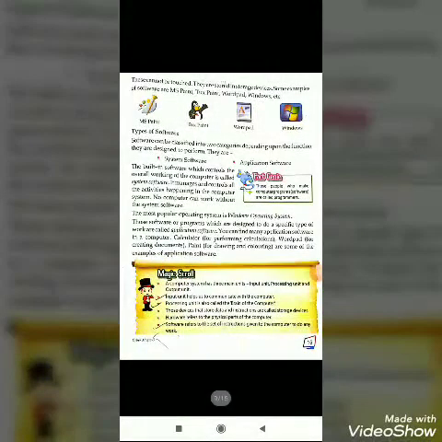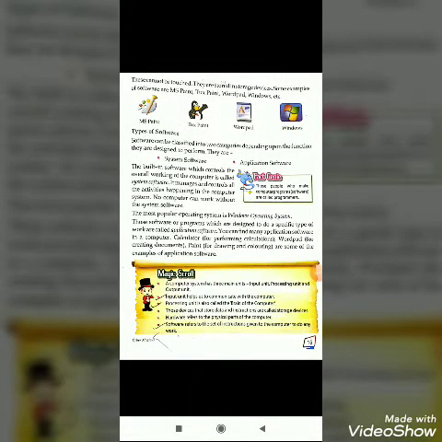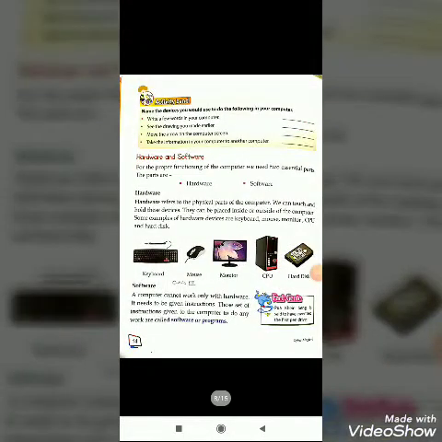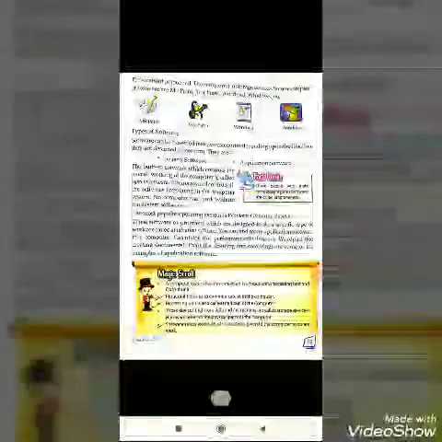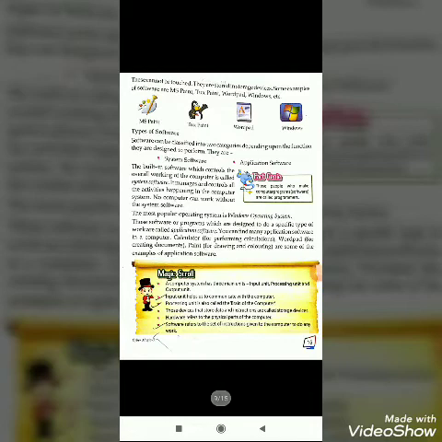Hardware can be touched. Software cannot be touched, but we can touch the hardware. Software is stored in storage devices. Look at the pictures shown on your page number 15. Some examples of software are MS Paint, Tux Paint, WordPad, Windows, etc.